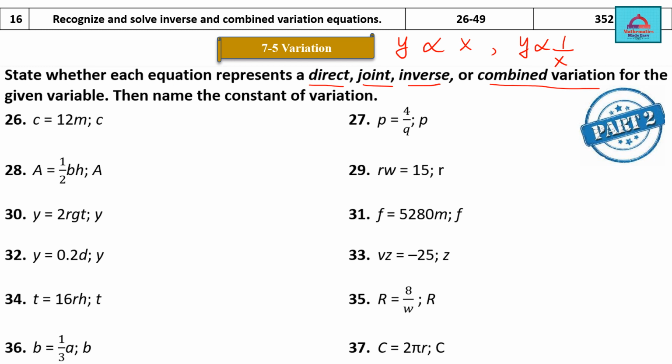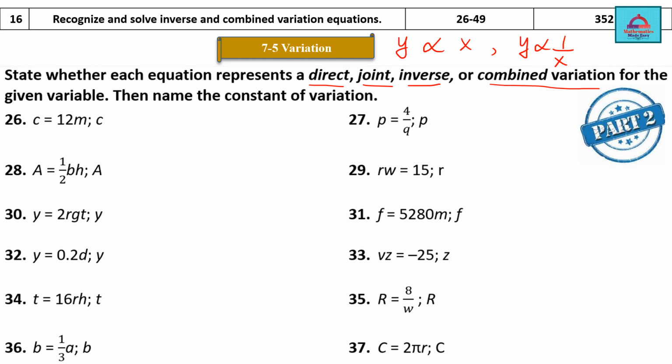Okay, and then there is joint and combined variation also. We are going to discuss them. From questions 26 to 37, we are going to be using this concept. We have to say which one of the 4 categories each part belongs to for the given variable.